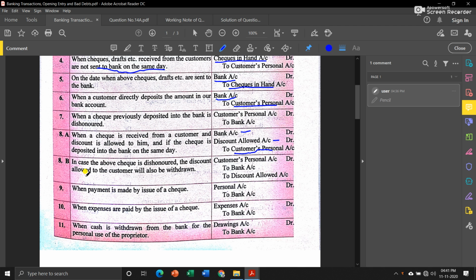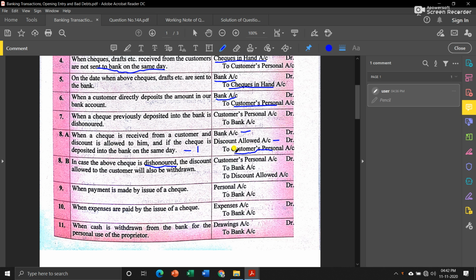Okay, and in the second case, case number B, in case the above check is dishonored, means if the check gets dishonored, then we will reverse the previous transaction. Now here we are talking about one particular check. Suppose we received check number 1, let's give this check a number, in case A, and we passed a journal entry. Then after 2 or 3 days, we were informed by the bank that the check that we deposited got dishonored. So the transaction related with check number 1 will get reversed.